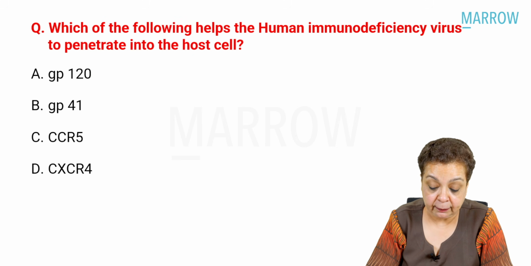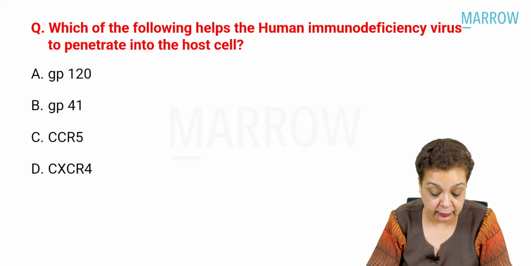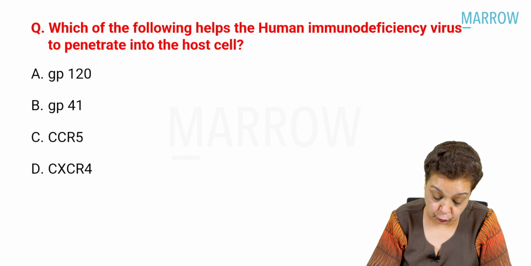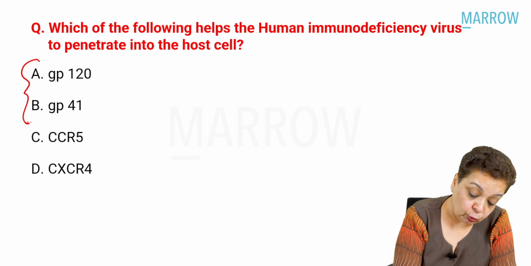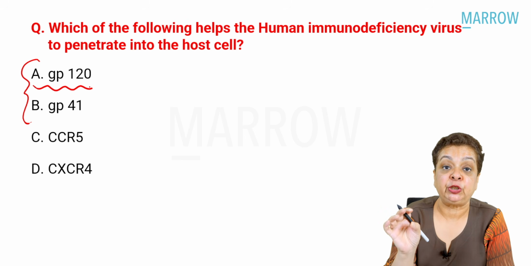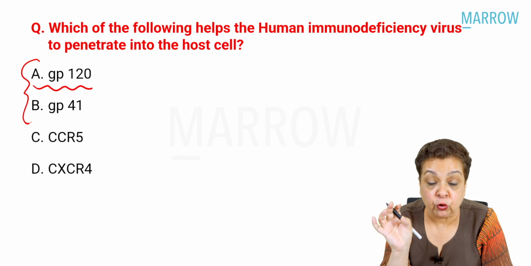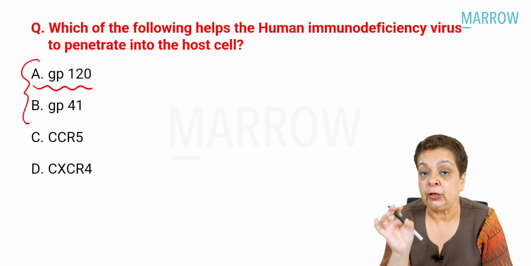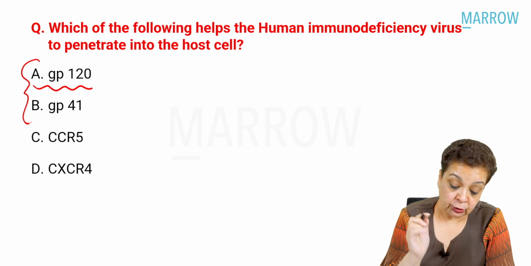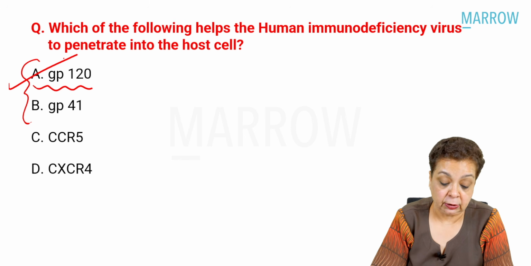Which of the following helps the human immunodeficiency virus to penetrate into the host cell? GP120, GP41, CCR5, and CXCR4. We have two envelope proteins. It is GP120, which binds to the CD4 receptor on the host cell to become intracellular. Okay, so our answer is option A.